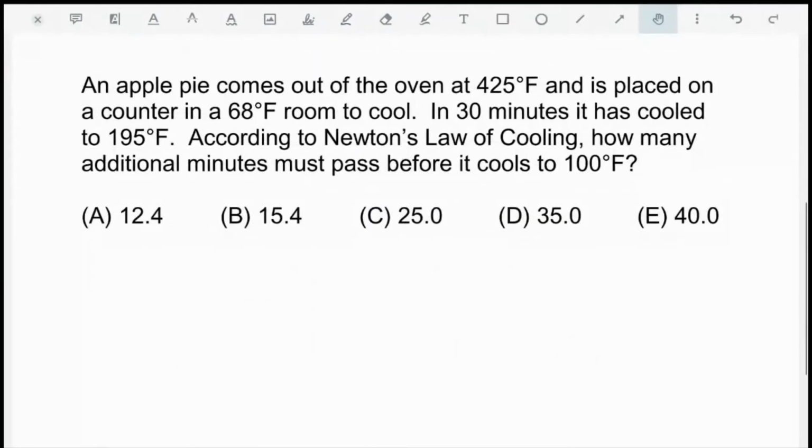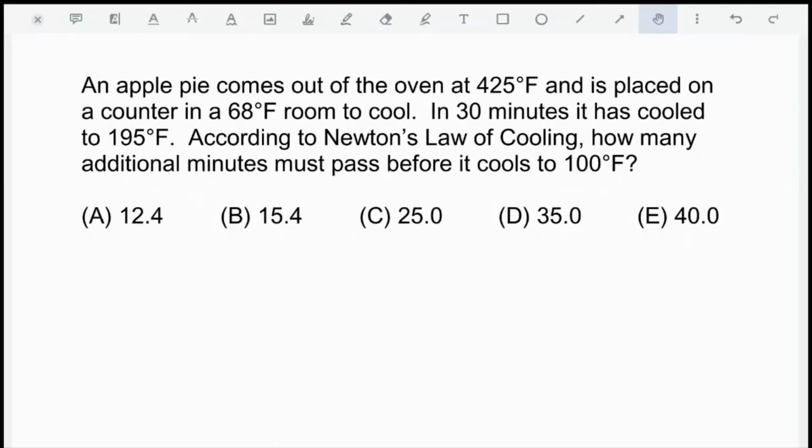All right, so here's another one similar to that. And what I want you to do is try this one. It says an apple pie comes out of the oven at 425 degrees Fahrenheit, placed on a counter in a 68 degree room to cool. In 30 minutes, it is cooled to 195 degrees. According to Newton's law of cooling, how many additional minutes must pass before it cools to 100?